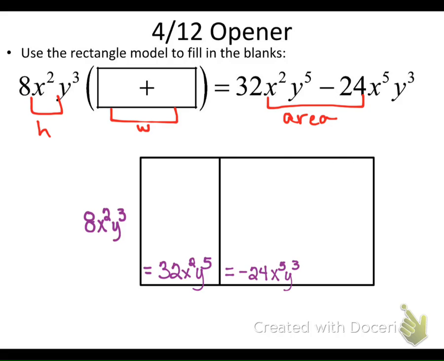Okay, so I know my height and my area. I need to find my width. So what I'm going to do is write in my height, like I would show my work in any other problem, times something, because I've got to find my width here. And then I'm going to do it for this one too. My height times something to get my area. So I'm trying to figure out what that something is. I'm trying to figure out what that width is.